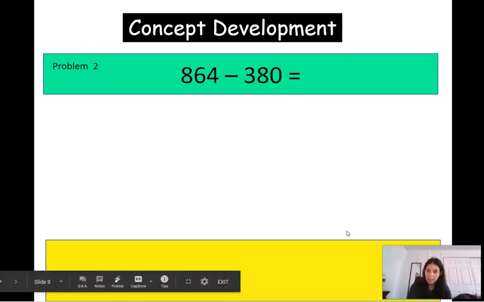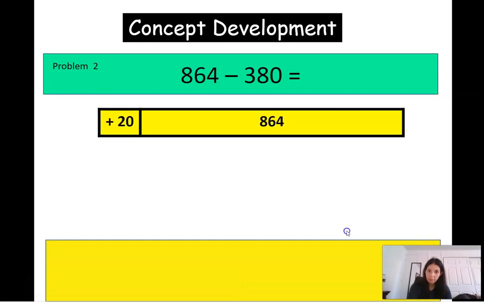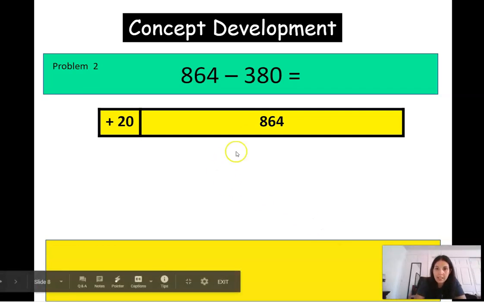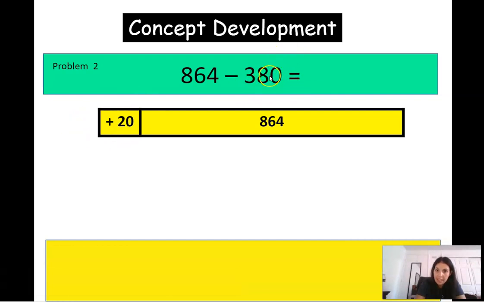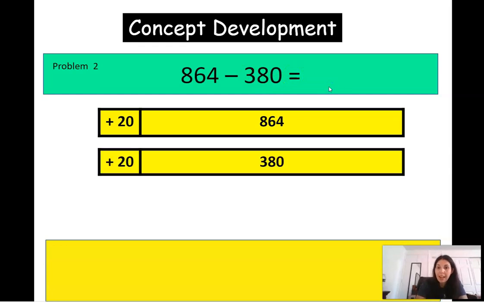Let's look at another way to solve this problem. We can use our compensation strategy, okay? So remember, with our compensation strategy, if we add something to one number, we have to make sure we add that same amount to the other number. So in this case, we're looking at this 80 and we're saying, okay, if we add 20 to 80, that's going to bring us to our nearest 100. That's going to make it easier to subtract.